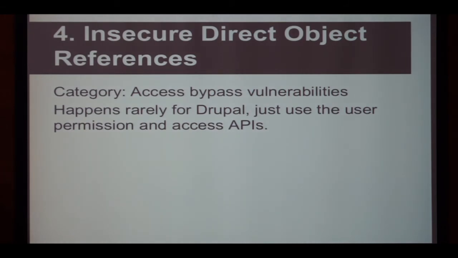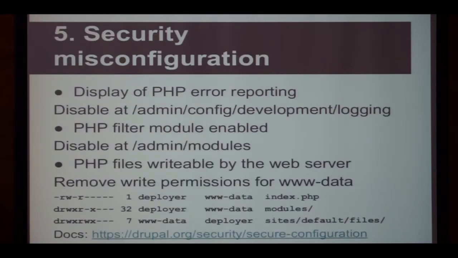Number four on the list of the OWASP is insecure direct object references. So that would be kind of access bypass vulnerabilities in Drupal, where, for example, somebody changes an ID in a URL, and is still able to change that URL, although they shouldn't be able to. And this happens rarely for Drupal, because most of the time we use the user permission system and the role system and the access API, so that's not a very common attack vector for Drupal.